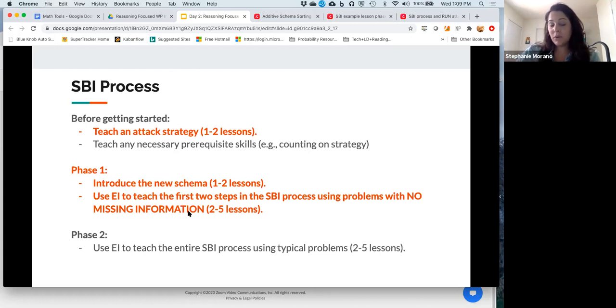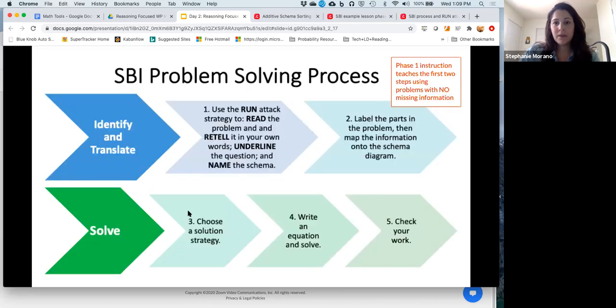Then in phase 2 of schema-based instruction, we work through the whole process. So the reasoning piece in phase 1, and then we actually solve, write an equation, and check our work. And that's what we'll focus on in our last session. So again, in phase 1 instruction, which is what we're going to talk about today, we're going to use an attack strategy, and then we're going to learn to label the parts of the problem and map the information onto the schema diagram. And again, we're going to do that using example problems that don't have any missing information.